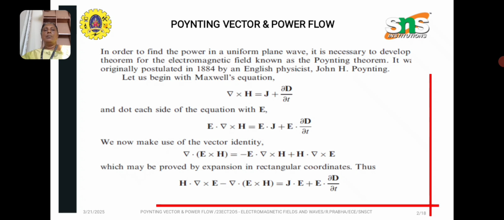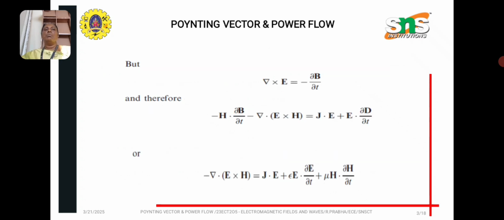And there is an important vector identity: del dot (E cross H) is equal to minus E dot (del cross H) plus H dot (del cross E). We apply this vector identity. Both the left hand sides are equal, so we can equate both the right hand sides of the previous equations. So we can write H dot (del cross E) minus del dot (E cross H) is equal to J dot E plus E dot dou D by dou T.